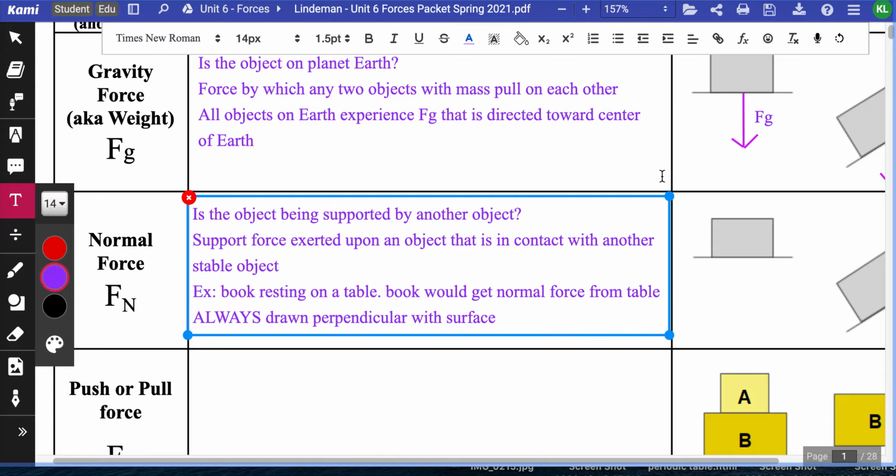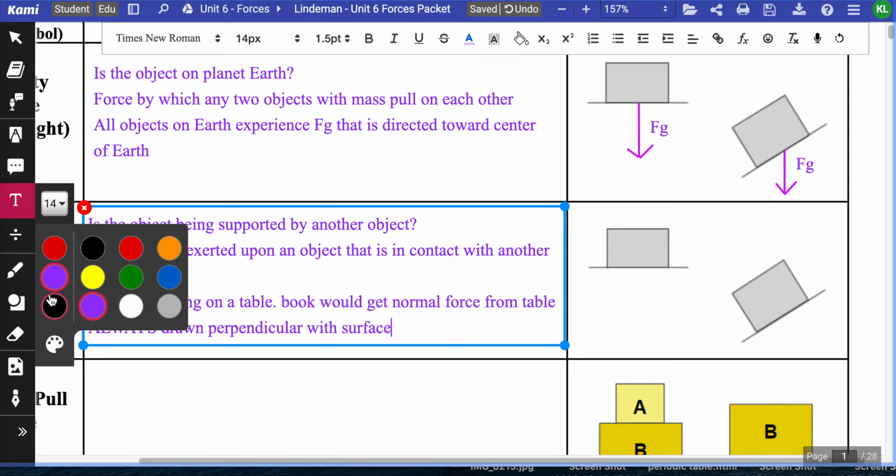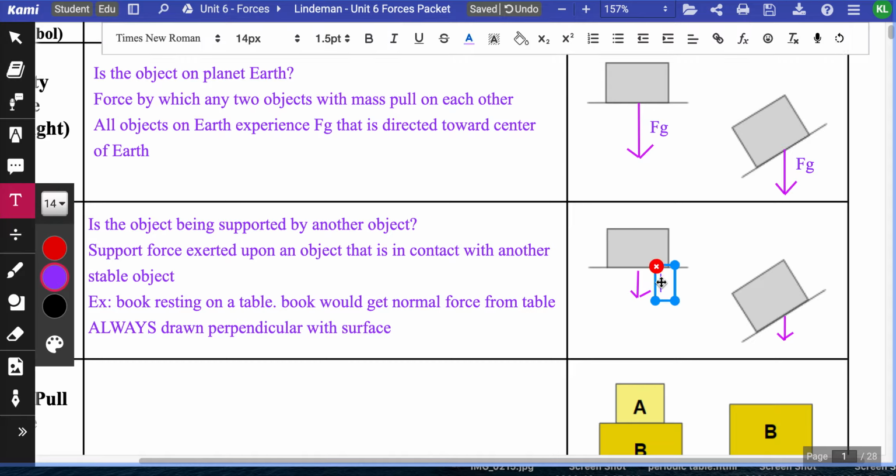Okay, so let's just kind of see how that looks over here on these objects. So both of these objects are on planet Earth, so I'm going to have little forces going down. And again, these are always going down to the bottom of the page for gravity force. I'm just going to label these FG.